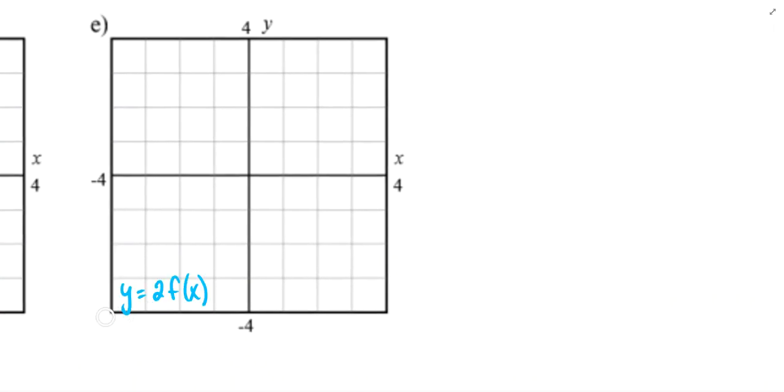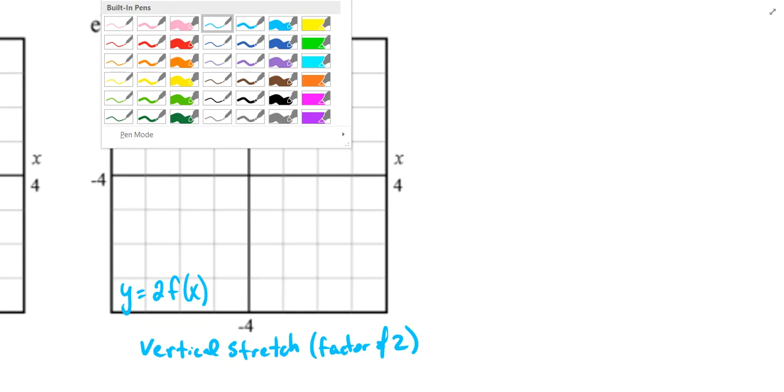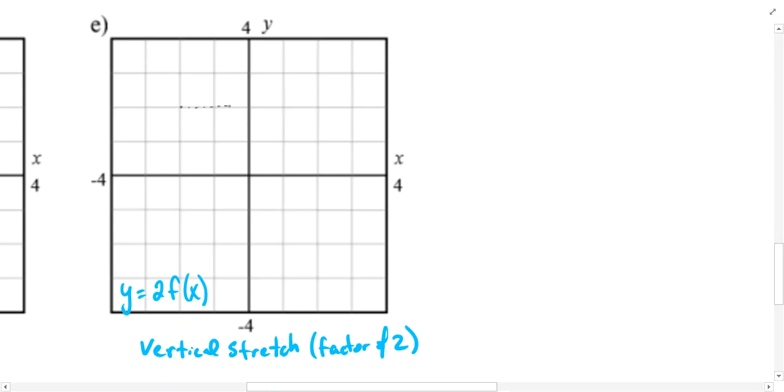Now, question E, the instructions say to graph y equals 2 f of x. And with the 2 on the exterior being multiplied by f of x, that's going to be a stretch. And because it is on the exterior, we're going to call this a vertical stretch. And so I would say something like this, that it's a vertical stretch of a factor of 2. And so in this case, a factor of 2 being on the outside, it behaves much like we would normally expect, and it's going to make the graph appear taller.